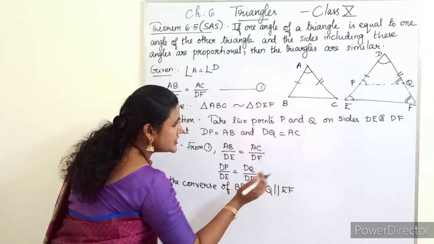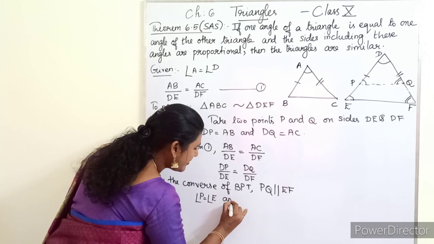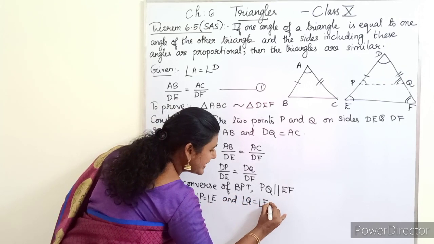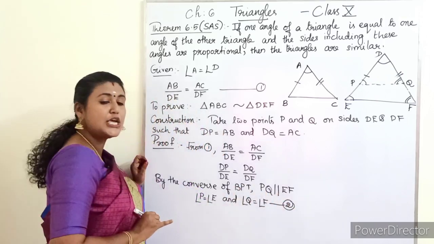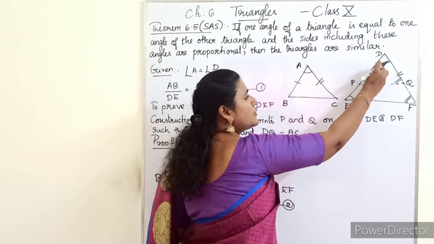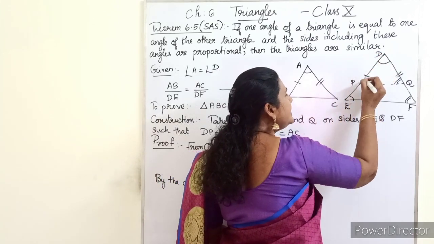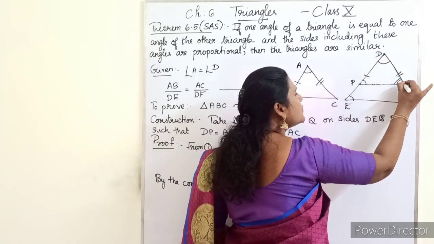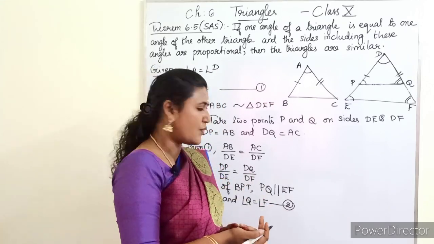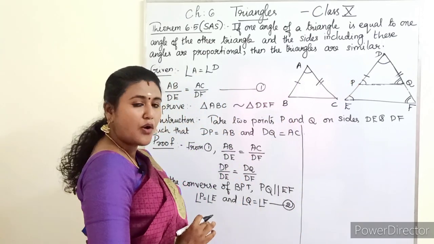So from this condition, we can write angle P is equal to angle E and angle Q is equal to angle F. So we will get this condition. This we will name as equation number 2. Now we are going to consider these two triangles, that is triangle ABC and triangle DPQ. So these two triangles we are going to prove they are congruent. Okay, so the next step, we are going to prove these two triangles are congruent.